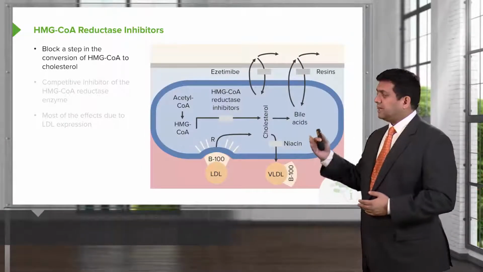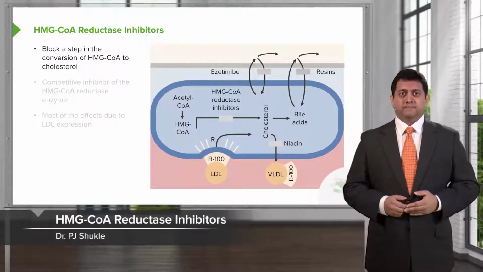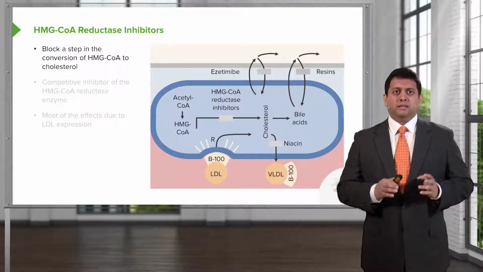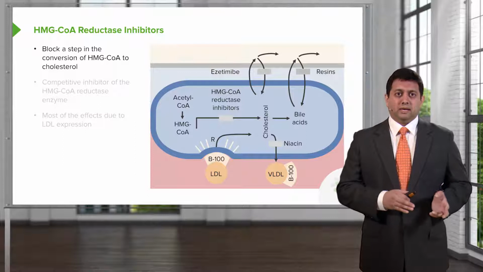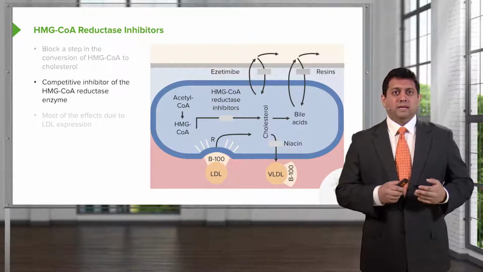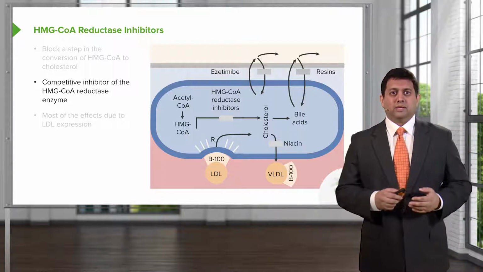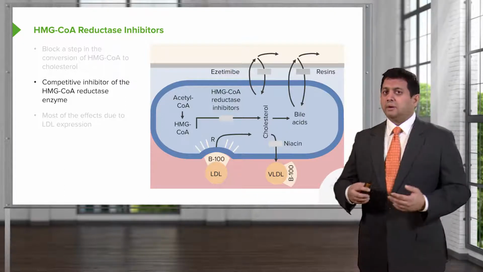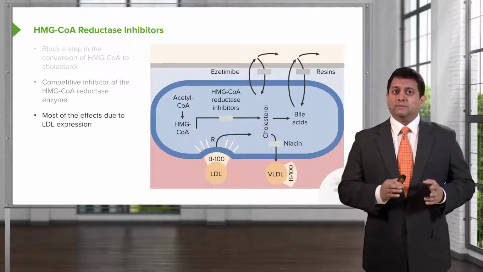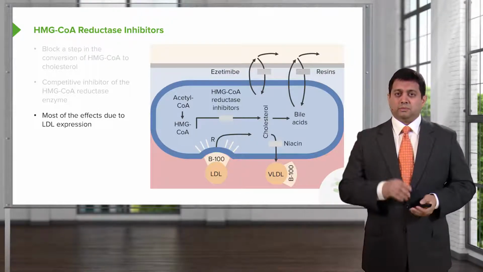Let's move to the HMG CoA reductase. Now, HMG CoA reductase blocks a step in the conversion of HMG CoA to cholesterol. So, competitive inhibition of the HMG CoA reductase enzyme is how we get the name statins, because it stops this enzyme. Now, most of the effects are due to LDL receptor expression.